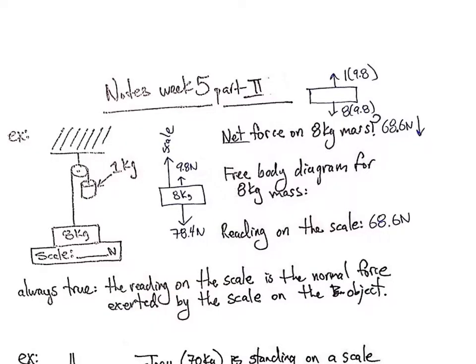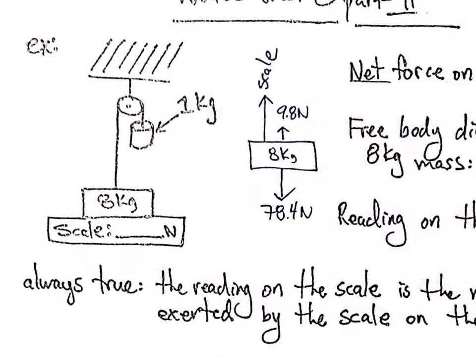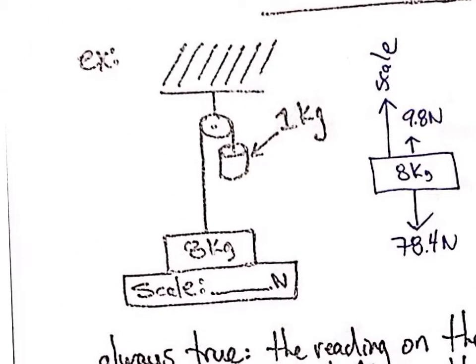All right. Let's take a look at the second part of Notes Week 5, Part 2, where we work through a couple examples. So our first situation is like this. We have the ceiling, a frictionless pulley attached to both the 8 kilogram mass and to the 1 kilogram mass. So obviously the force downward here is greater than the force downward here. So in a tug of war, the 8 kilogram mass wins. But this pulling upward on the 8 kilogram mass is going to reduce its effective weight.